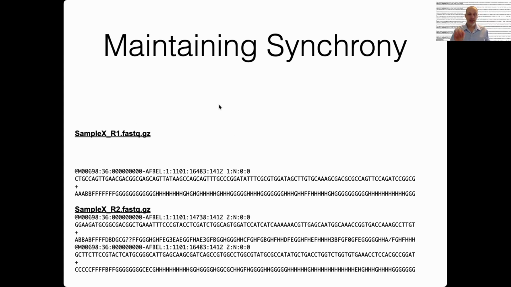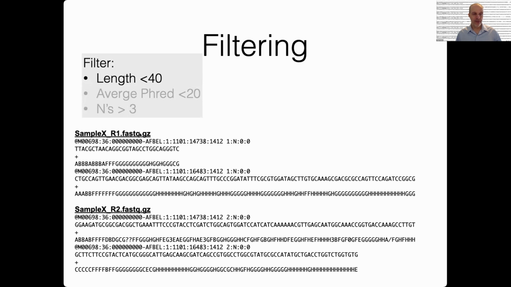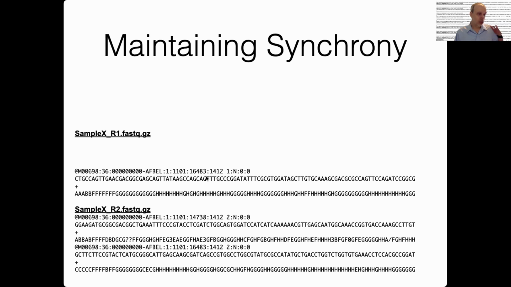Now, I mentioned to you that as the sequence comes off the sequencer, the order of the reads in the R1 file and the R2 file, they're paired up, right? So this read in the R1 file corresponds to this read in the R2 file. And we can, again, confirm that by matching up the coordinates. If I filter out this read from the R1 file and don't do anything else, I've broken that assumption, right? Because now if I look at what has become the first read in the R1 file, this one, it does not match with the first read in the R2 file.